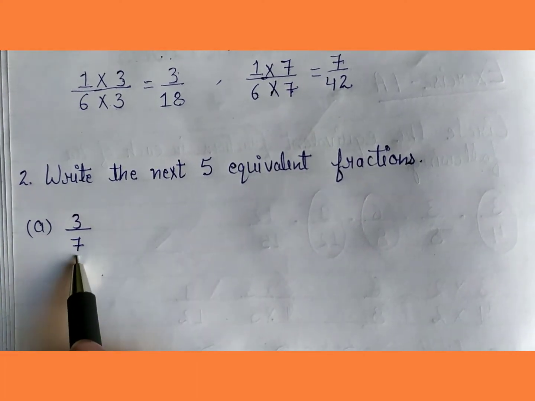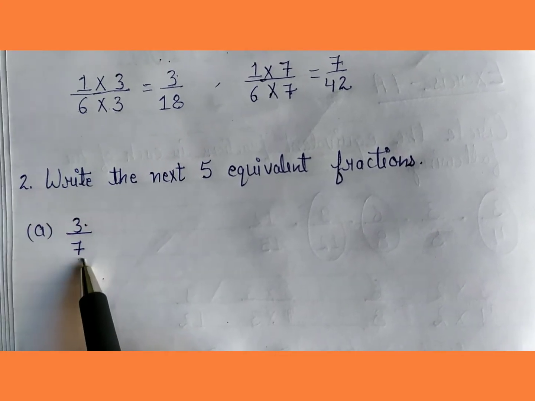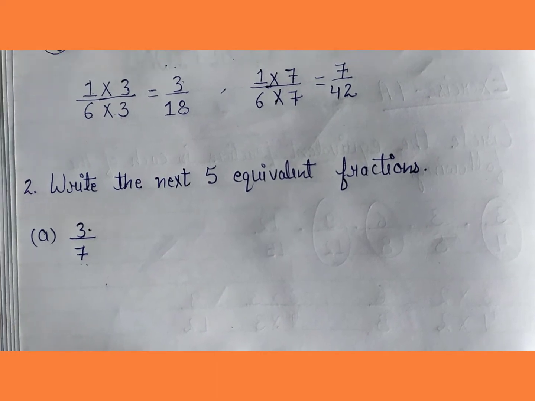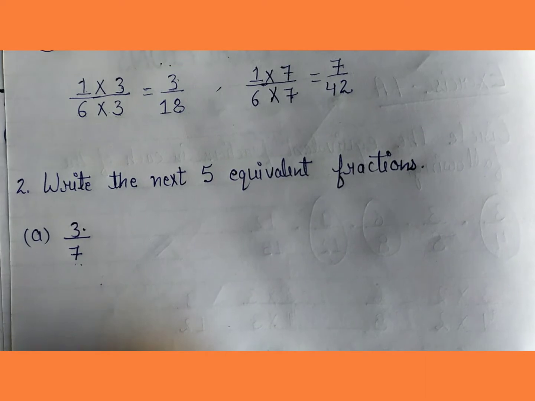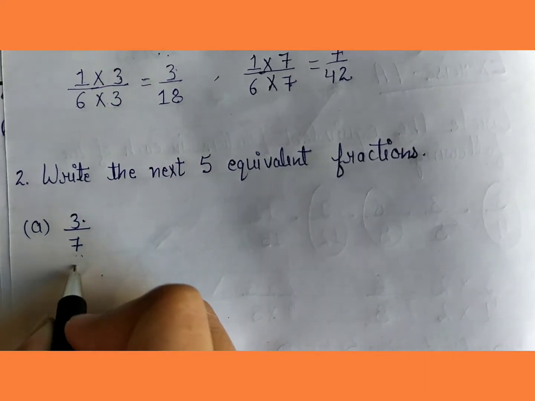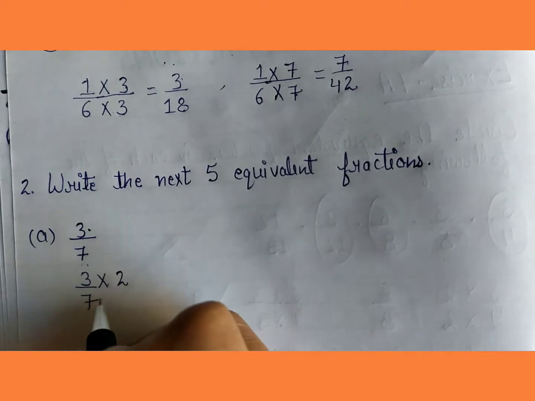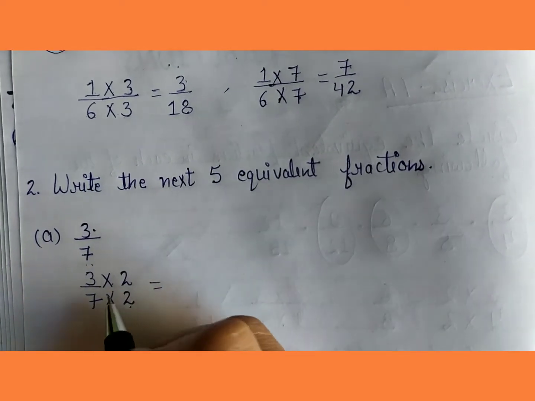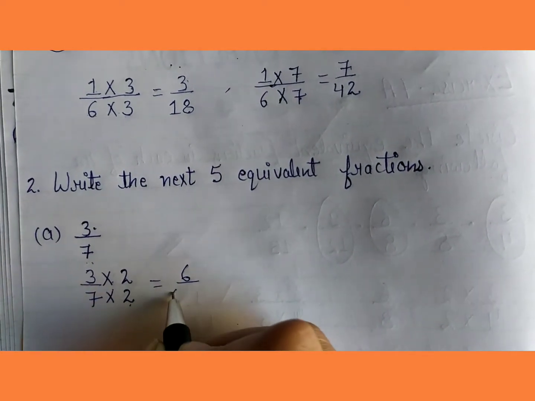3 upon 7. Children, we multiply the numerator and denominator by a common number other than 0 or 1. That is 2, 3, 4, 5, 6, 7, etc. Write 3 upon 7. Multiply by 2 in the numerator and denominator. 3 multiplied 2 equal to 6. 7 multiplied 2 equal to 14.